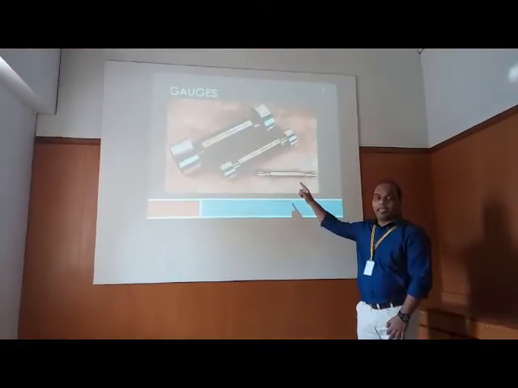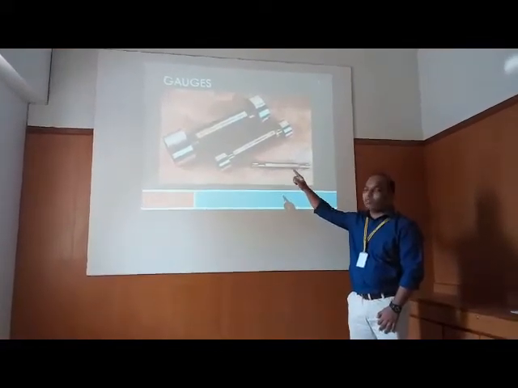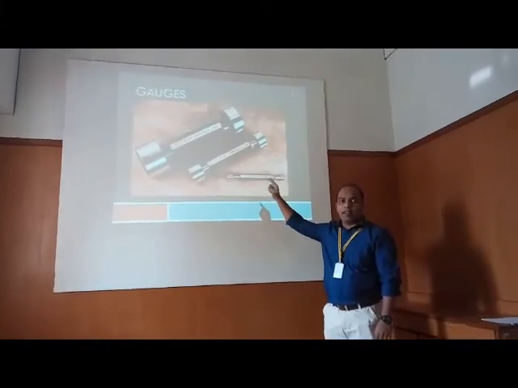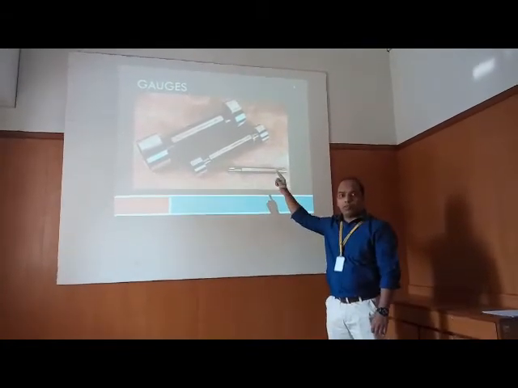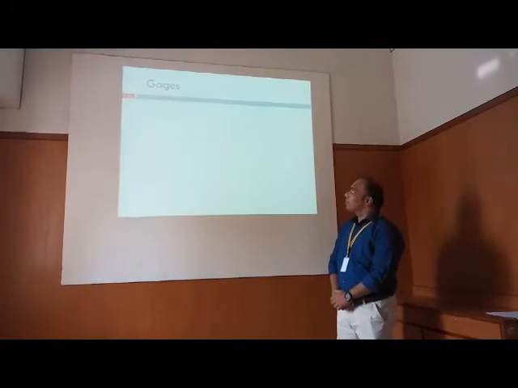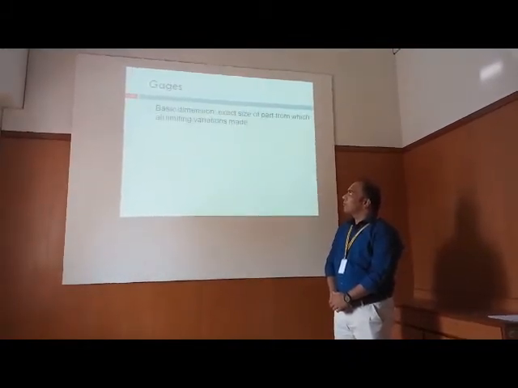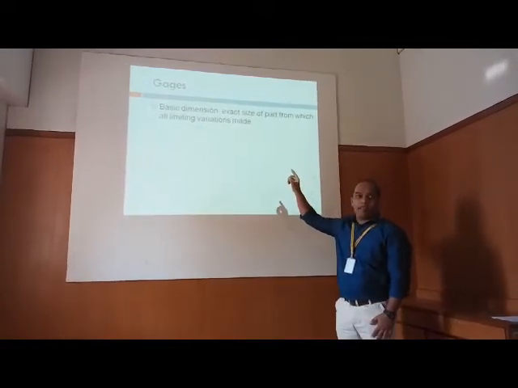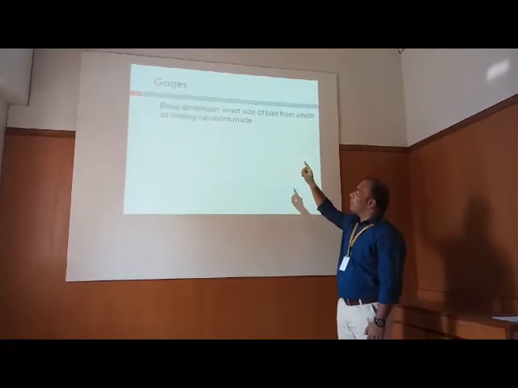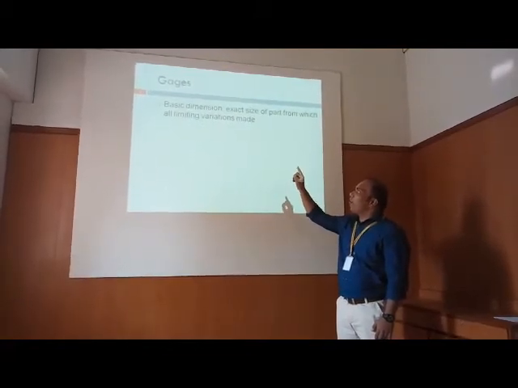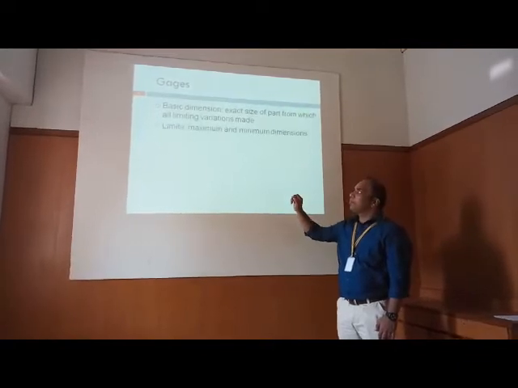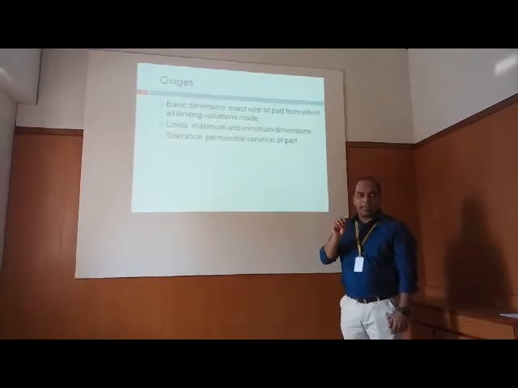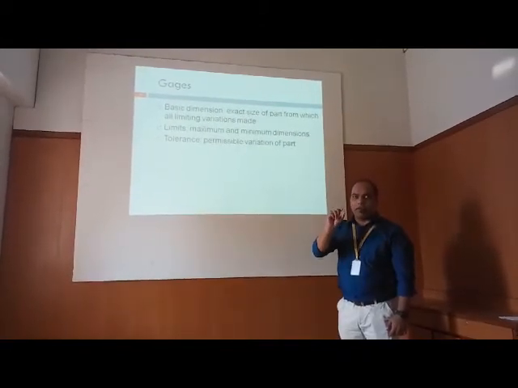As the diagram indicates, this is the gauge which has two sides, where one side will be considered for the go segment, whereas the other side will be considered for the no go segment. As the line indicates, basic dimension are some of the terminologies. Basic dimension is the exact size of a part from which all limiting variations are made. Limits are the maximum and minimum dimensions. That means a component can have a variation from maximum towards minimum.